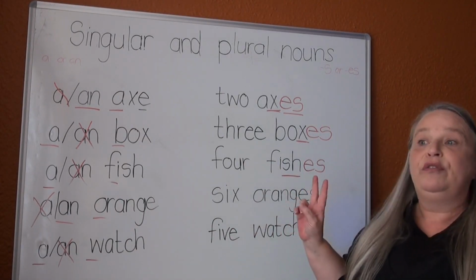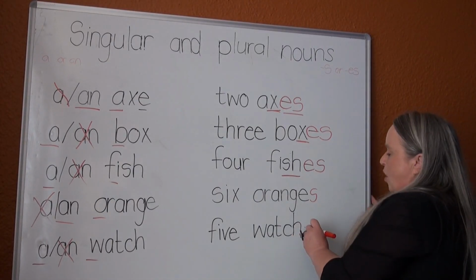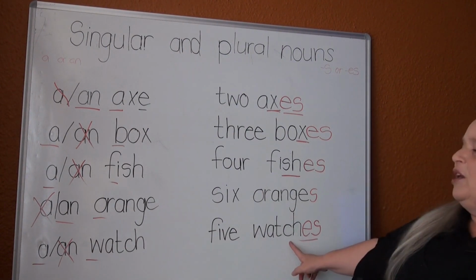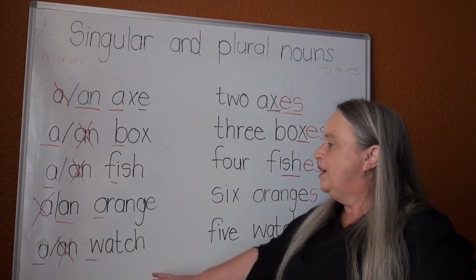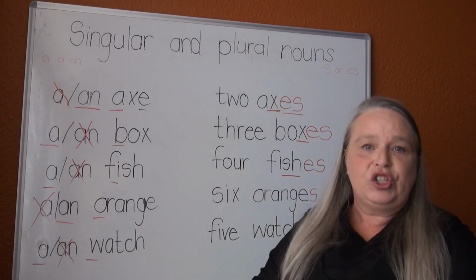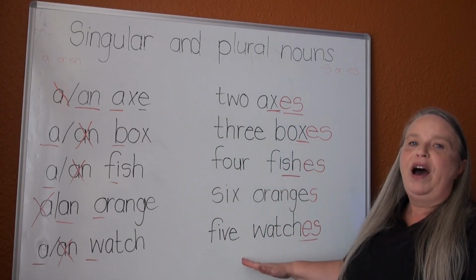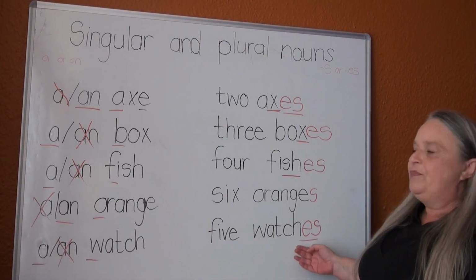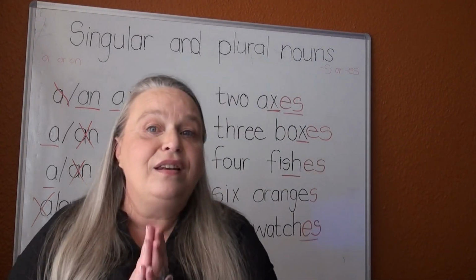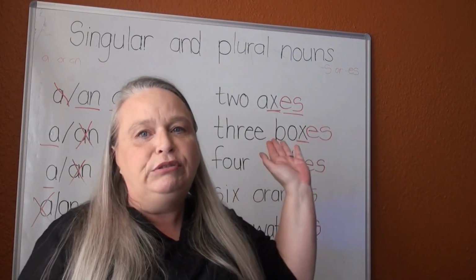But when we have 5, we have 5 watches. And again, it ends on an ES because watch ends on CH. So singular, we have 1 watch, or more than 1, plural, we will have 5 watches. And that brings us to the end of today's lesson with regards to singular or plural nouns.